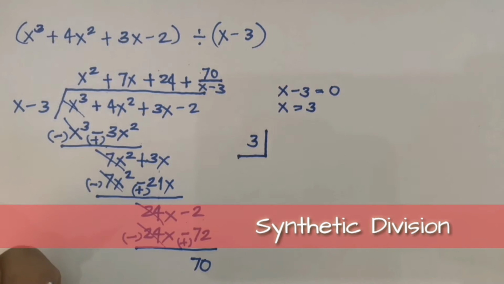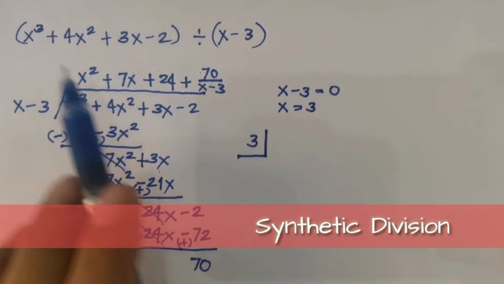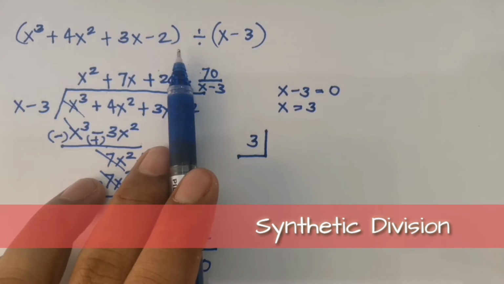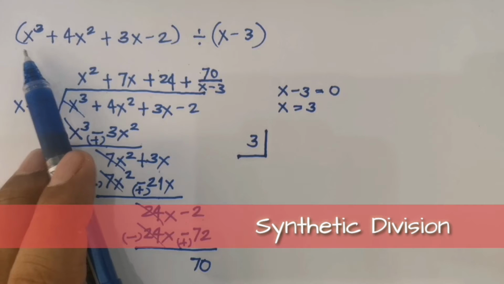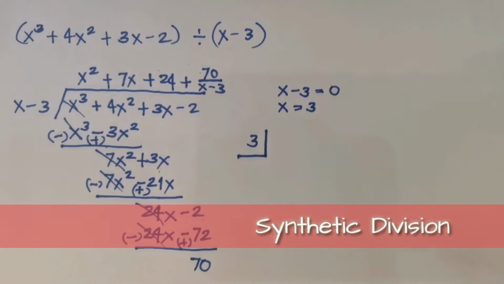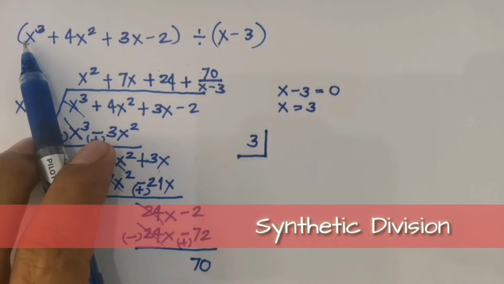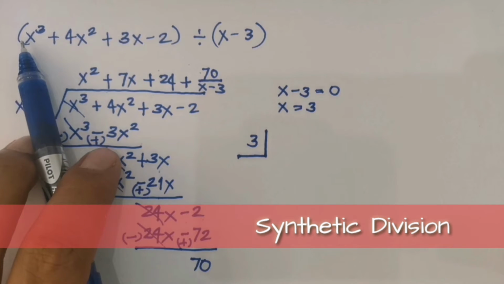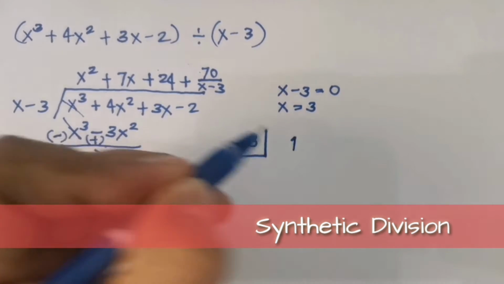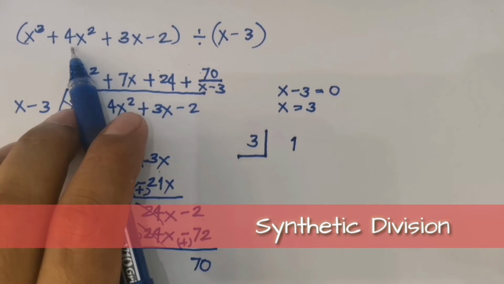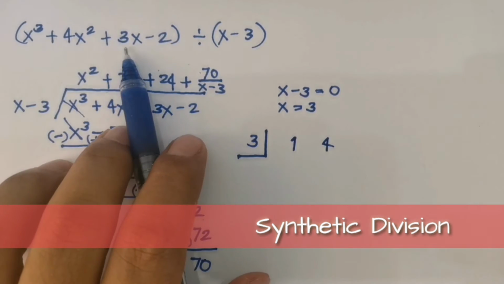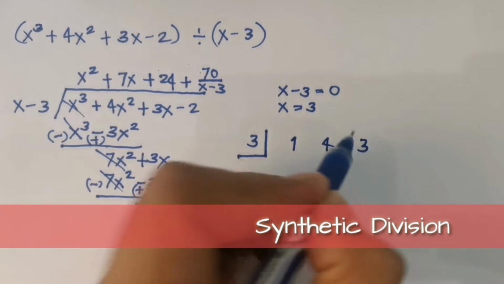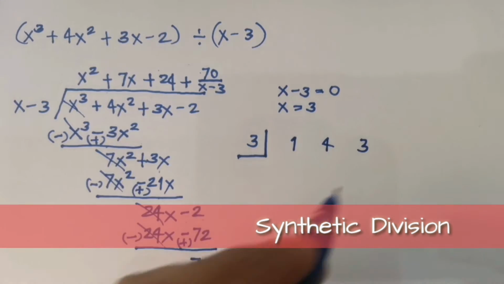Then, reversed, the dividend, which is this polynomial, you will just write its numerical coefficient, the number beside the variable. Since there is no number here, that means it is 1. So for the first term, we just write 1. Next, the second term has the number 4. Third term is 3. And the last term is negative 2.